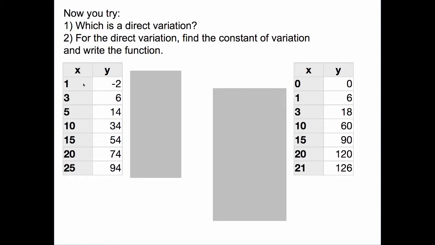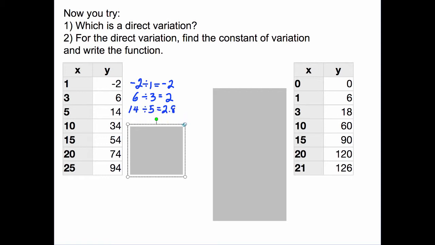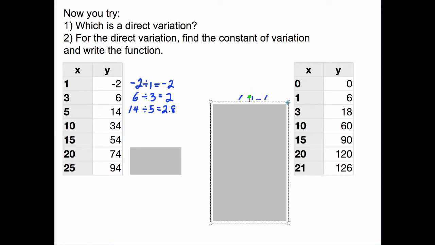So if we look at the first table, there is no value of x equals 0 listed in the table. So in this case, we need to look at the ratios of y to x, or y divided by x. So here, y divided by x, negative 2 divided by 1 is negative 2. Here, 6 divided by 3 equals 2. And then we have 2.8 and so on. So we don't even have to look any farther than this to know that this first one is not a direct variation.